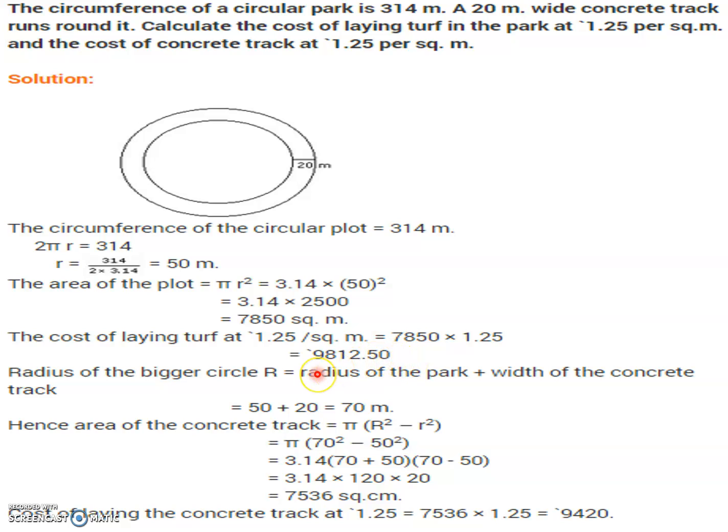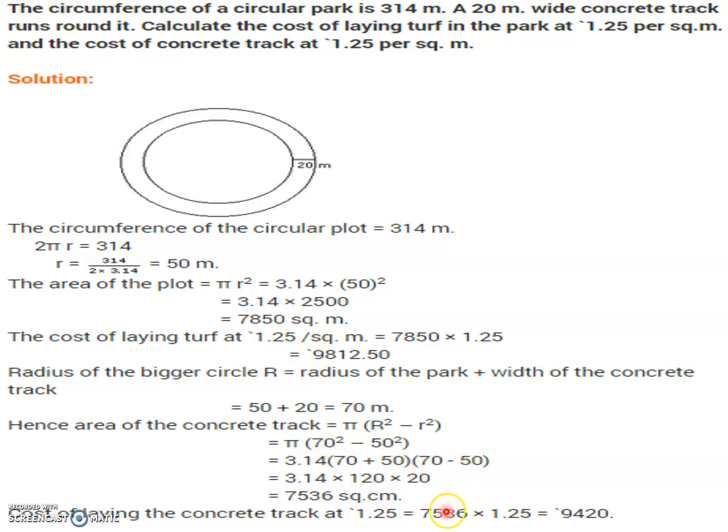And here, 9812.50 rupees. Now always remember that if a circular park and a track are given, we must know the circumference of the circular park. Then we denote it as 2 pi r. Then if the circular park area is given and we find the first radius, then it is easy to find the second radius of any concentric circle diagram that is given.